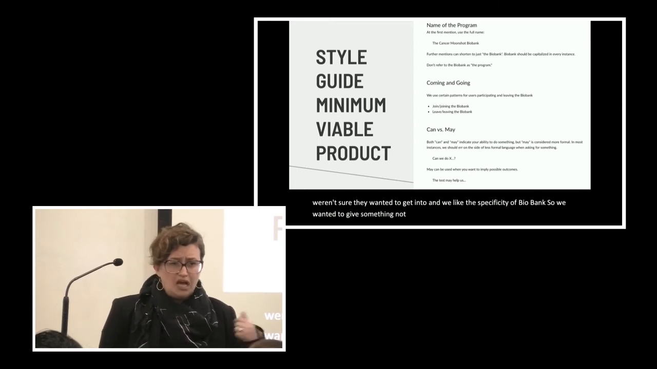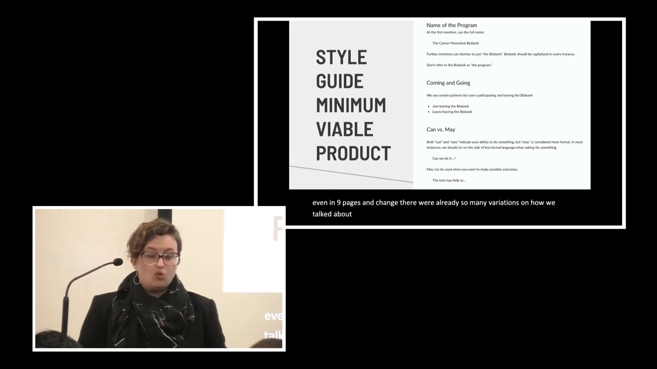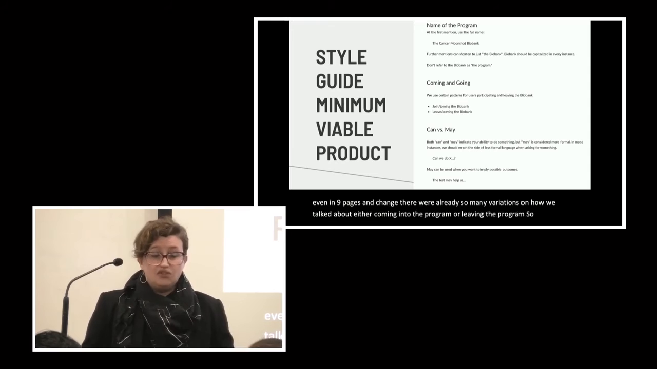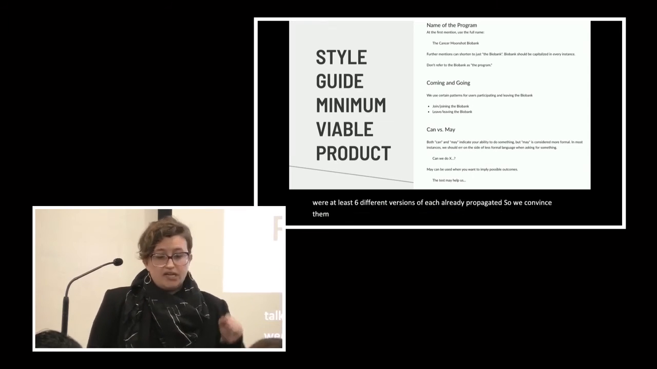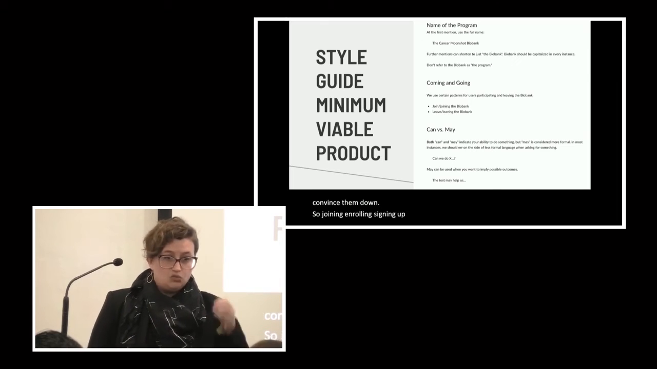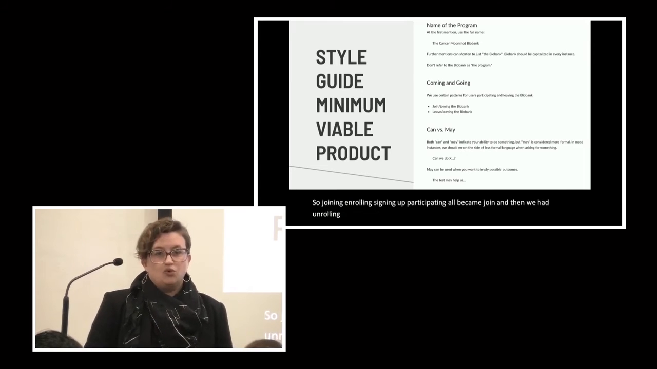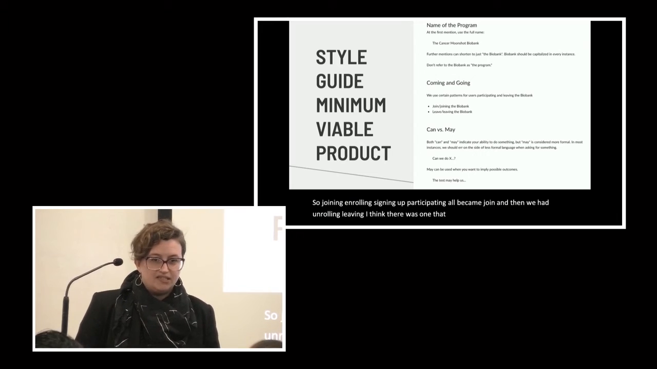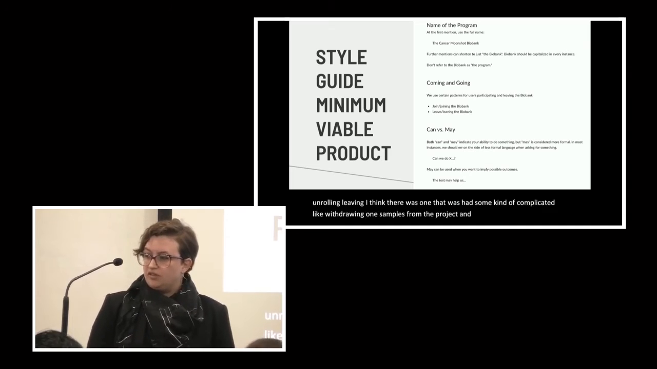Coming and going was another one, because even in 9 pages and change, there were already so many variations on how we talked about either coming into the program or leaving the program. So there were at least 6 different versions of each already propagated. So we condensed them down. So joining, enrolling, signing up, participating all became join, and then we had unenrolling, leaving. I think there was one that had some kind of complicated, withdrawing one's samples from the project. And no, we're just going to deal with leaving.